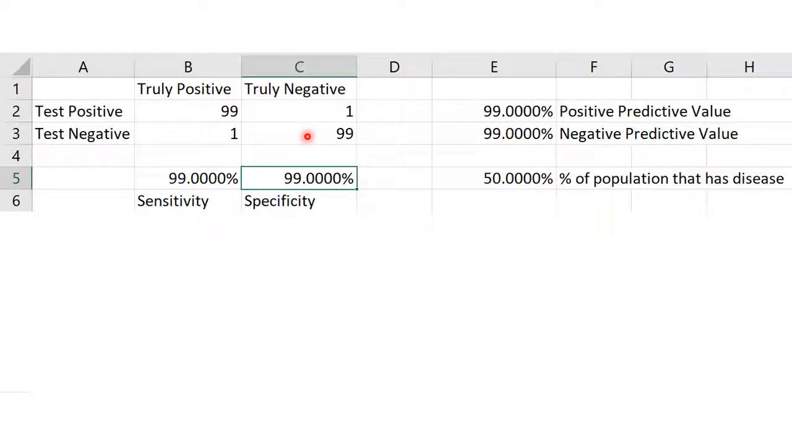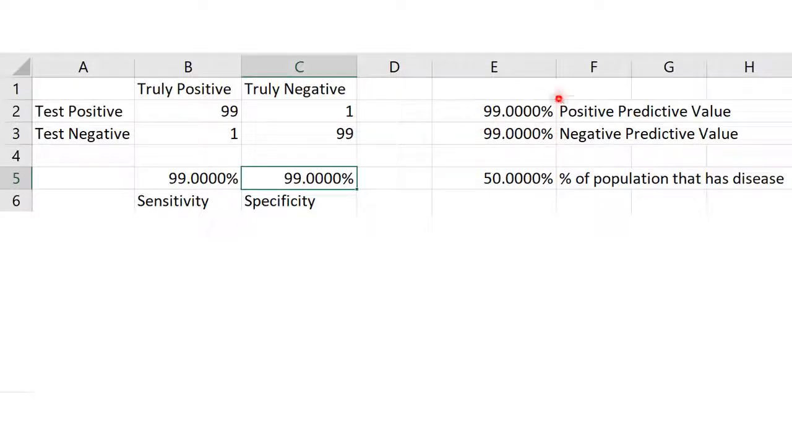Same thing here, I chose these numbers because they're symmetric. Out of the 100 negative test results that we got, 99% of those people actually don't have the disease, and so we have a 99% negative predictive value. Now, in a way, these are more useful because we often don't know if you truly have the disease. We're using the test to try and figure that out.